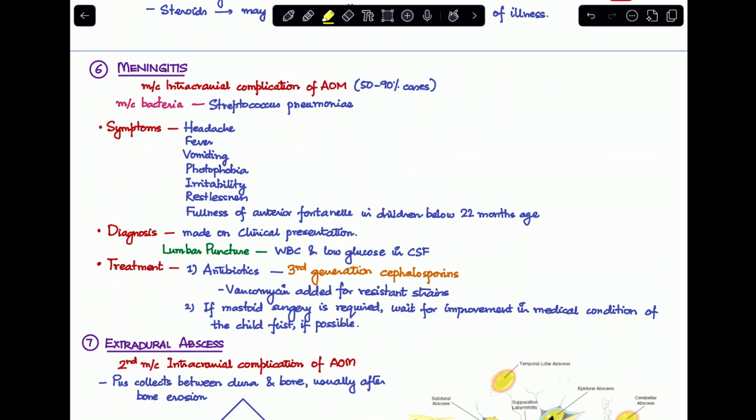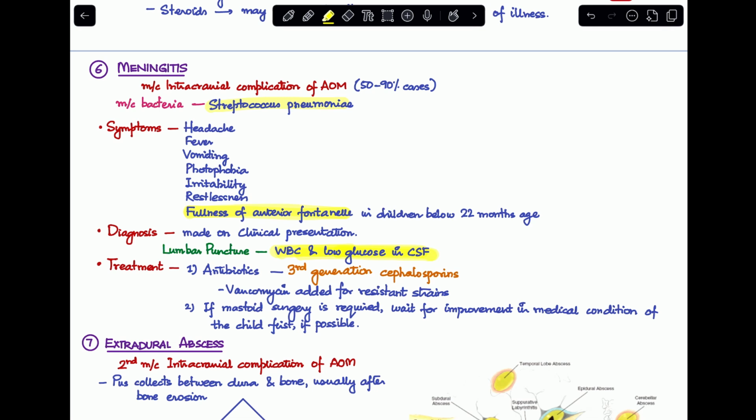Now, let's discuss all the intracranial complications, starting with the most common intracranial complication of acute otitis media, seen in about 50 to 90% cases, and that is meningitis. The most common bacteria involved here is Streptococcus pneumoniae, and the common symptoms seen in these patients are headache, fever, vomiting, photophobia, irritability, restlessness, and if the child is below 22 months old, then there is a fullness of the anterior fontanelle. Diagnosis is very easily made on the clinical presentation. A lumbar puncture done in these cases will show raised WBC and low glucose in the CSF.